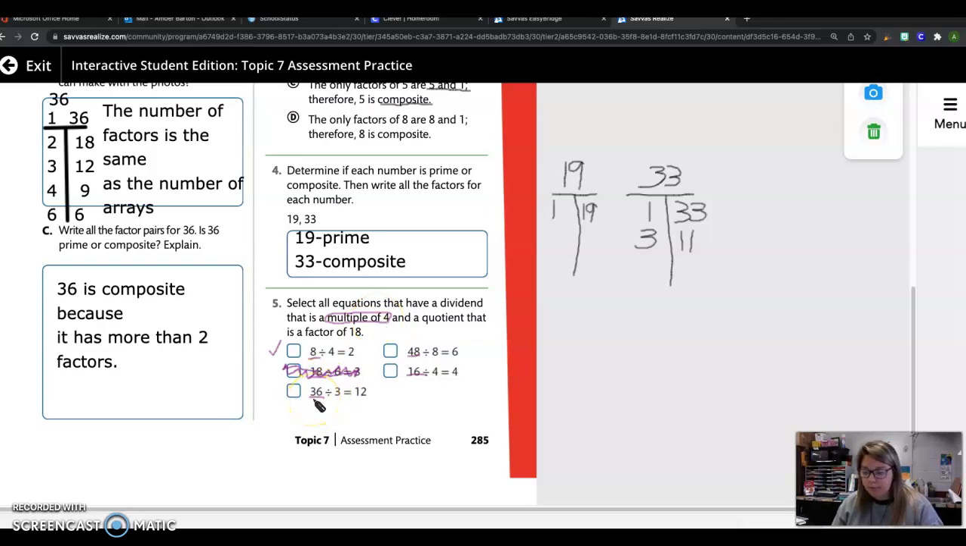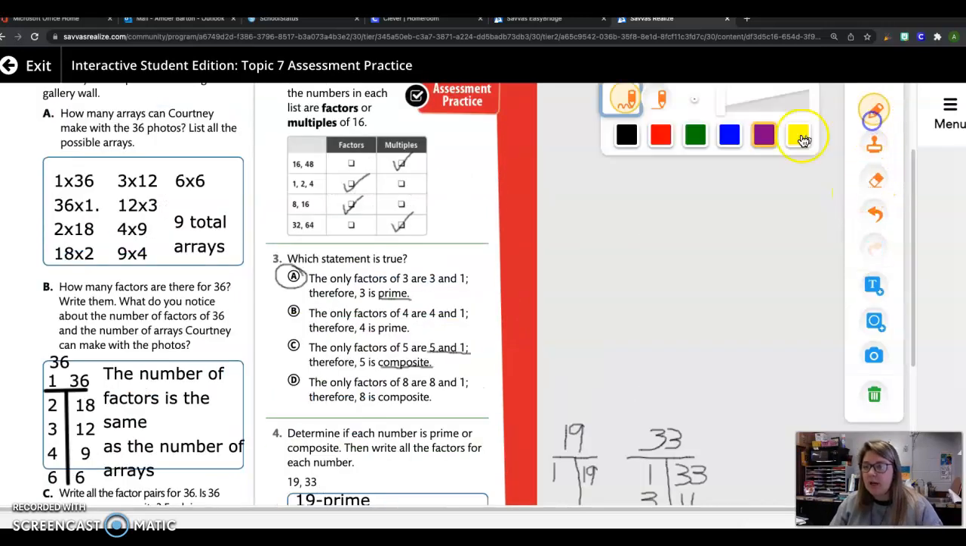Is 36 a multiple of 4? Yes, we can multiply 4 times a number and get to 36. What about 48? It is. I know that 4 times 10 is 40, and 4 times 11 is 44, 4 times 12 would be 48. So yes, 48 is a multiple of 4. Now let's look at 16. Is 16 a multiple of 4? Yes, 4 times 4 equals 16, right? So we know that these 4 here could be our answer, but we're not done.